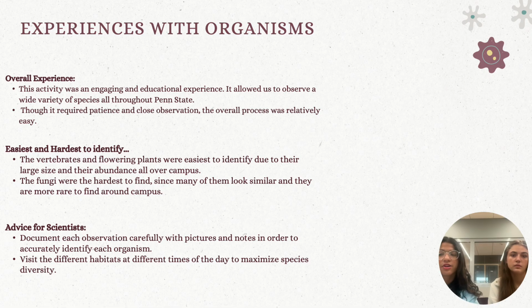Now for the easiest and hardest organisms to identify, the vertebrates and the flowering plants were the easiest to identify due to their large size and their abundance all over campus. And the fungi were the hardest to find since many of them look similar and they are more rare to find around the campus. And our advice for scientists in a new habitat is to document each observation carefully with pictures and notes in order to accurately identify each organism, and to visit the different habitats at different times of the day in order to maximize the species diversity.